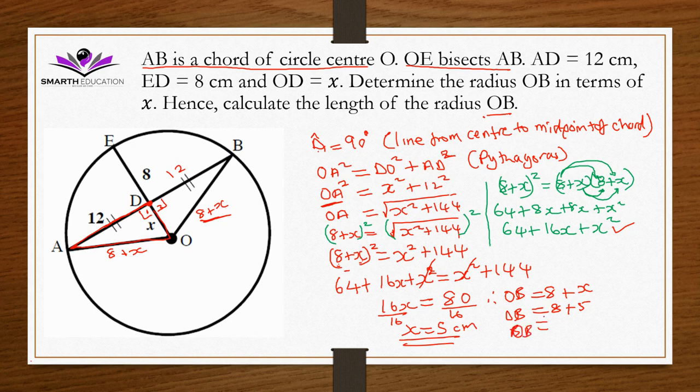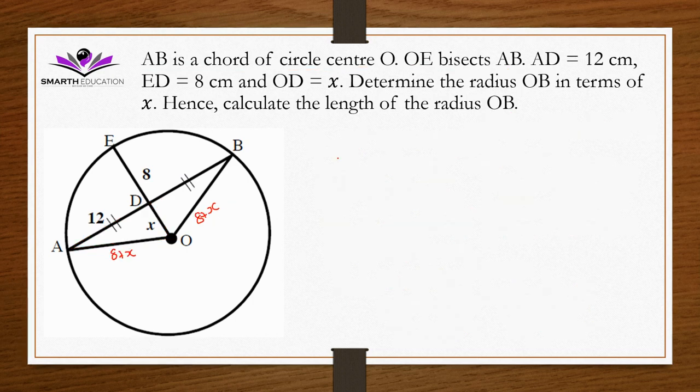I don't like writing an equal sign without the equation having both sides. And then, so OB is equal to what? OB is equal to 13 centimeters. 8 plus 5 is 13 centimeters. Done. I would like to show you the other way of doing this.